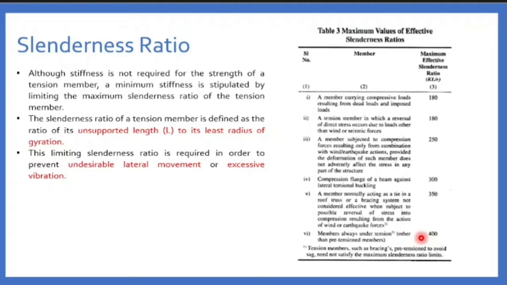But certain members are purely tension, whatever might be the load. That is an example of this. Members always under tension, the slenderness limit should be 400. Where the load might be reversal, it should not go beyond 180. Okay, what is the use of checking slenderness ratio? It prevents lateral movement and excessive vibration.